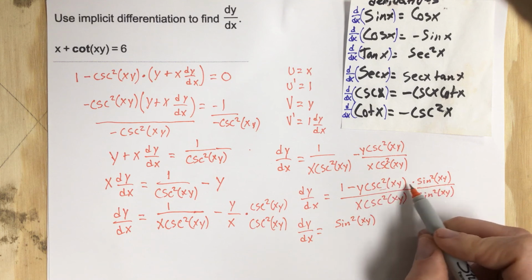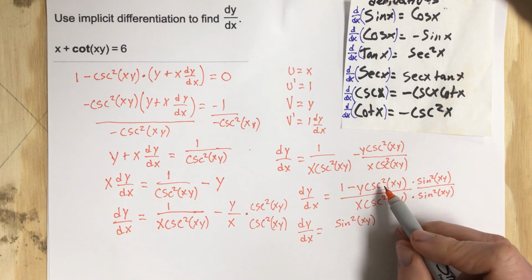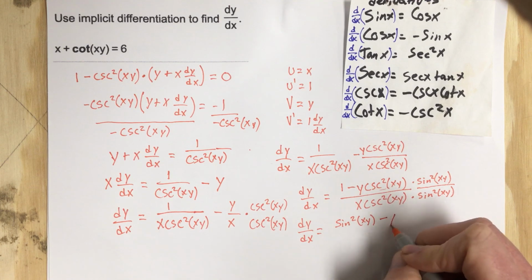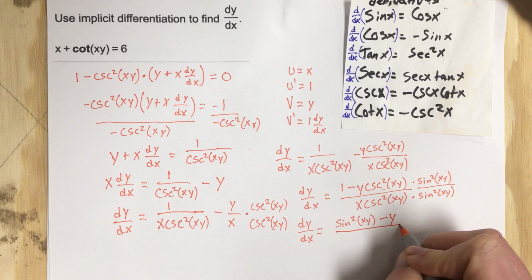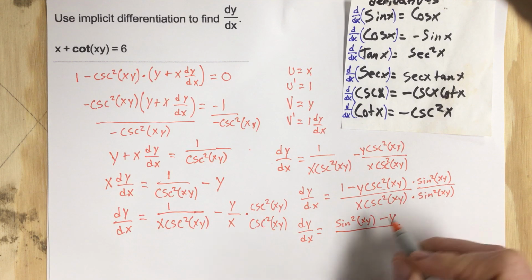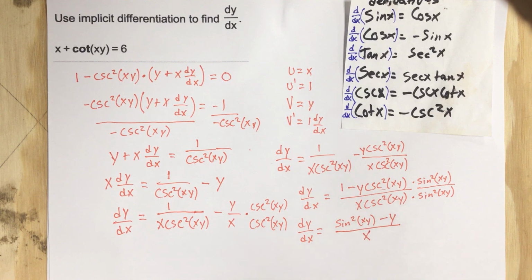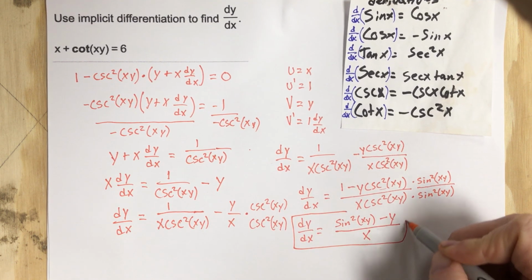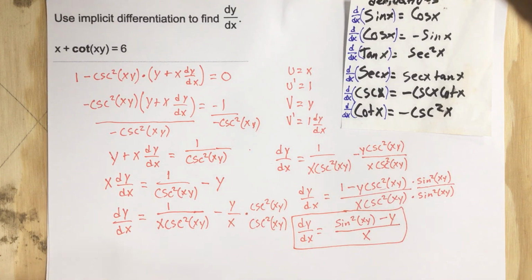These two things cancel because, remember, this is 1 over sine squared xy. So they cancel. I'm just left with minus y over, on the bottom I multiply this times cosecant, and it cancels, so I'm left with over x. And so this is the derivative of y with respect to x in a more simplified version.